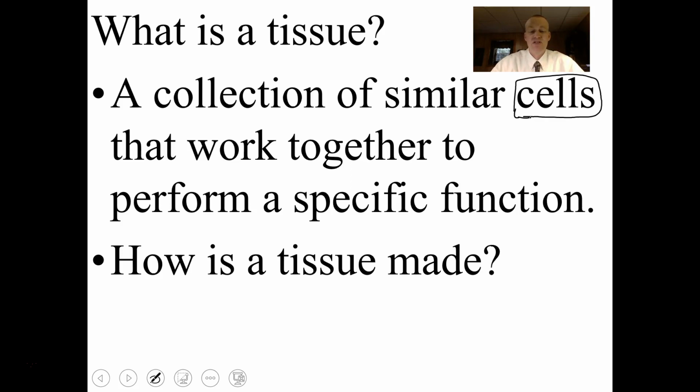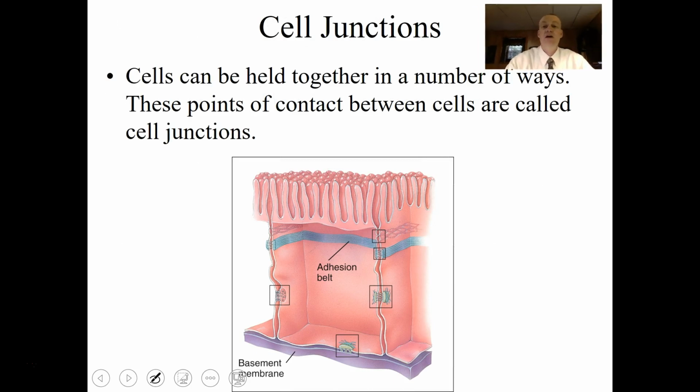So how is a tissue made? Well, a tissue is made by having cells come together. Okay, so let's see how they do that. We do have many different kinds of cell junctions. These are intersections where cells come together, and they can come together in many different ways. There are many different kinds of attachment points.